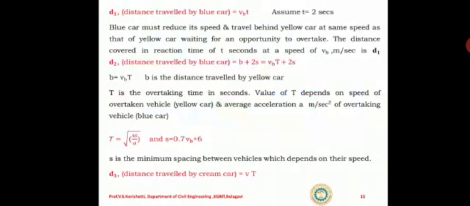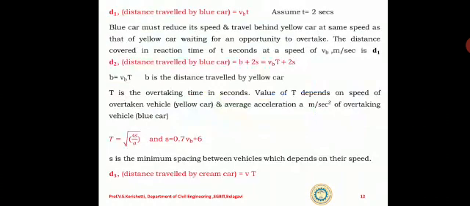Then if you simplify with the fundamental law of motion, S equal to ut plus half at square, you will come to know the T value, the overtaking time, that is square root of 4S by A, and S is the minimum spacing between vehicles, which depends upon their speed, and it is an empirical formula, S equal to 0.7 VB plus 6. Then if you substitute all these, you will get the D2 distance.